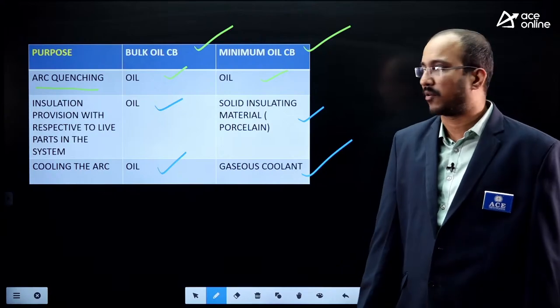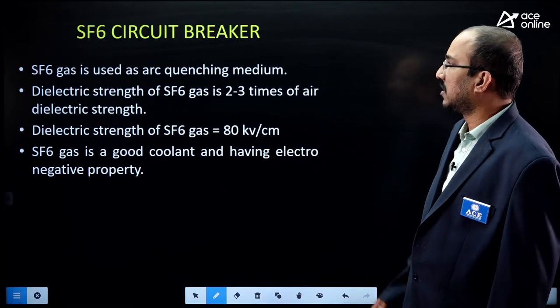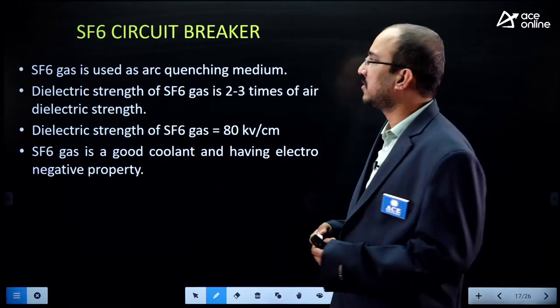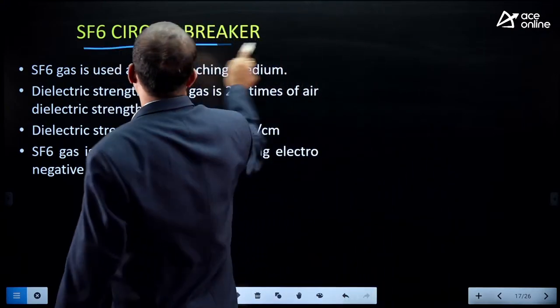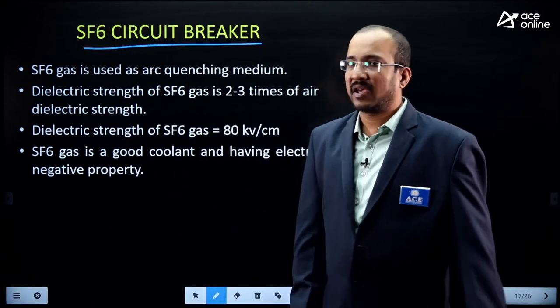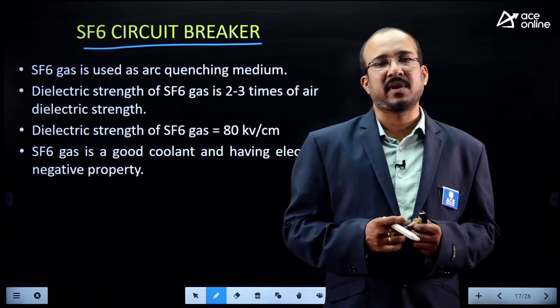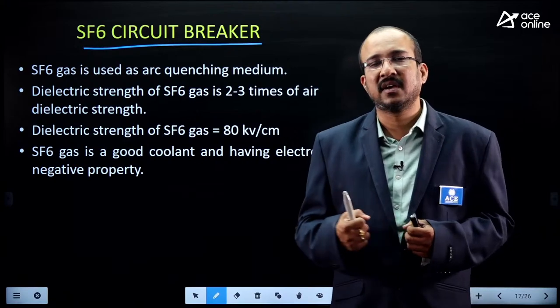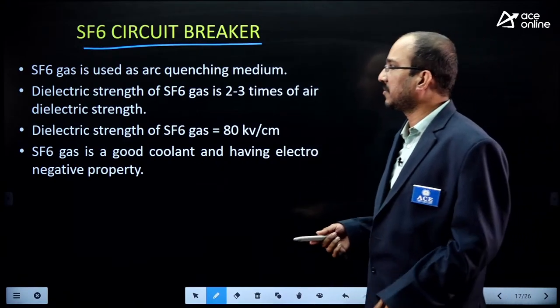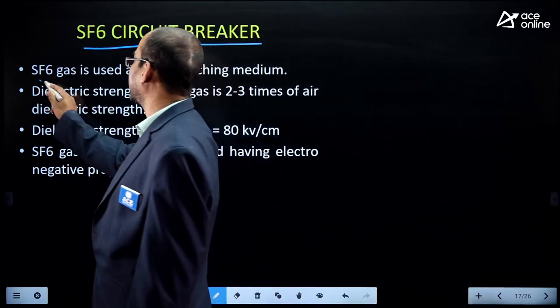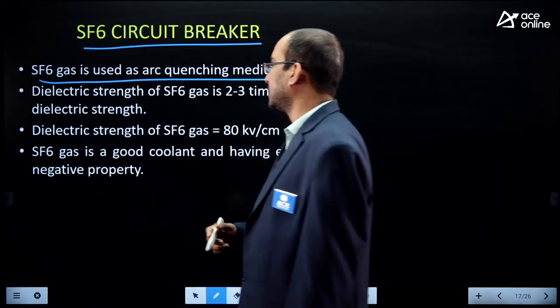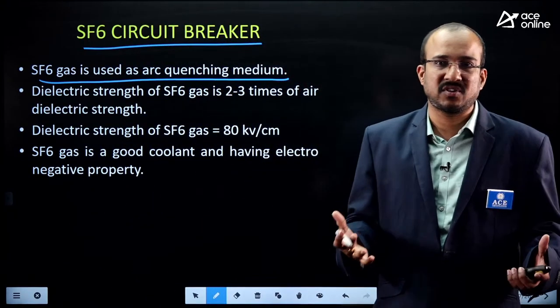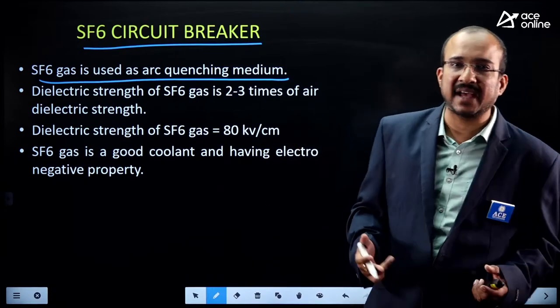Minimum oil circuit breaker. Now let us go for the next insulation medium, that is SF6 gas, SF6 circuit breaker. If you observe in case of SF6 circuit breaker, SF6 gas, that is sulfur hexafluoride gas, is used for arc quenching medium. So here SF6 gas is used as what? Arc quenching medium.